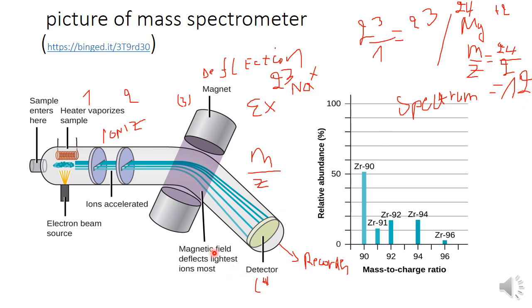This is how this magnetic field deflects the lightest ions. For example, if we are going to deflect sodium and magnesium, the lightest ion is magnesium, so its deflection will be the most. For sodium, deflection will be the least, yes, because it has a greater mass. After this deflection, we will go in the chamber called the detector.